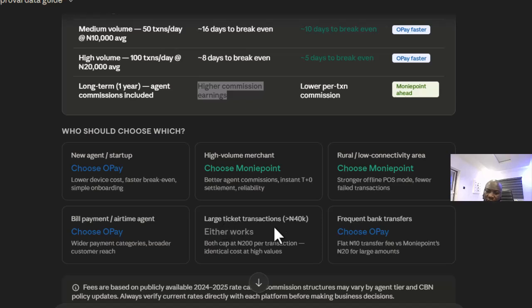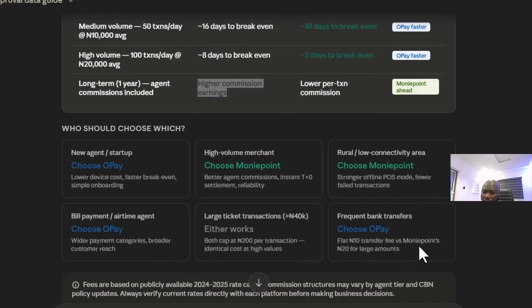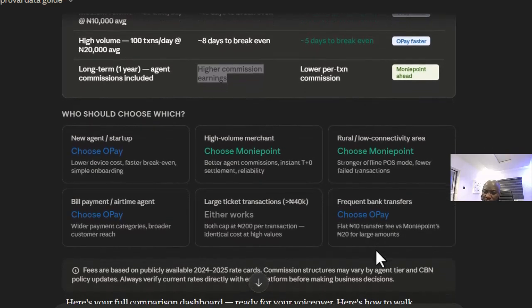Then for large ticket transactions, either works, both cap at 200 naira per transaction, so identical cost at high value. For frequent bank transfers, choose OPay, a flat 10 naira transaction fee versus Moniepoint's 20 naira for larger amounts.